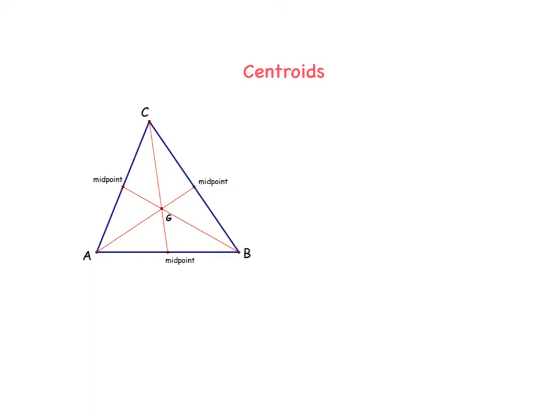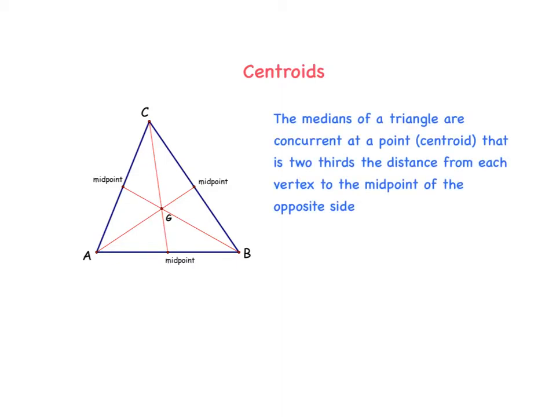We have already discussed what a centroid is. Remember, a centroid is the point of concurrency where the three medians of a triangle intersect. And we have discussed that the medians of a triangle are concurrent at this point, and it's 2/3 the distance from each vertex to the midpoint of the opposite side. So let's talk a little bit about what that means to us.